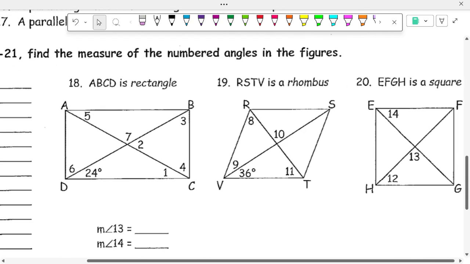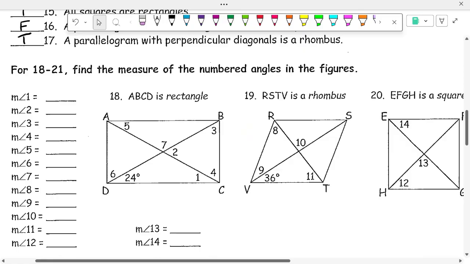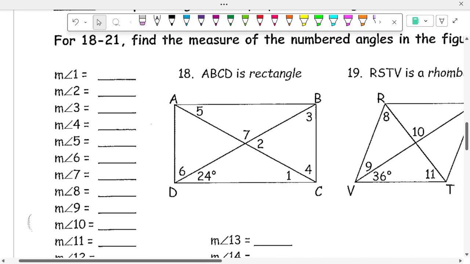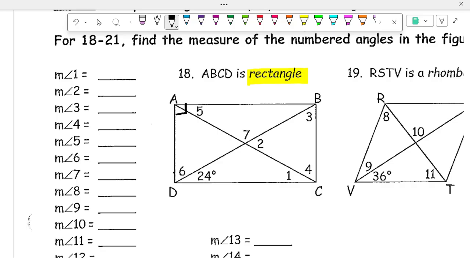All right, so the last thing we're going to do is find the measures of these angles. The first one, number 18, says that ABCD is a rectangle. So with a rectangle, that means that every vertex is a what? A 90-degree angle. So this angle's 90 degrees, this angle's 90 degrees, this angle's 90 degrees, and this angle's 90 degrees.